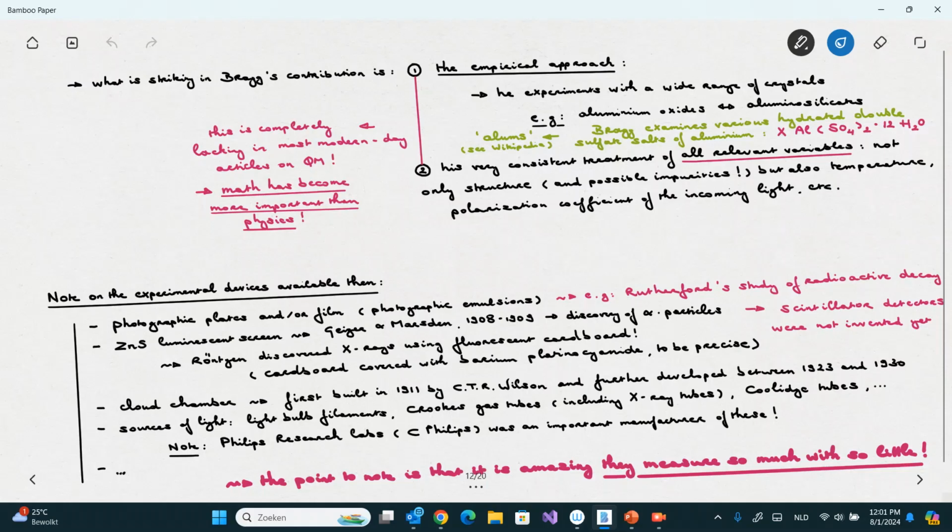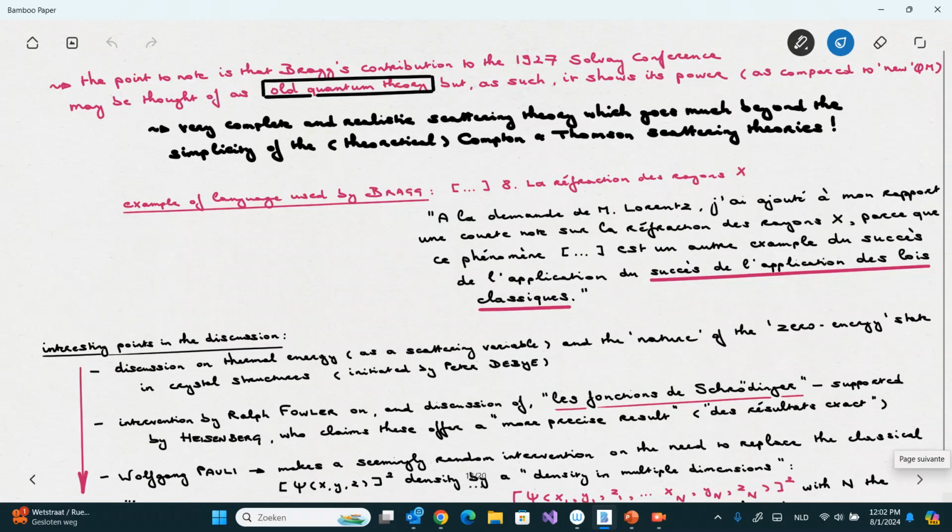Again, I'm a Belgian, to note Philips Research Labs, the large... They were an important manufacturer of such tubes. The point that I note is that it's really amazing that these people, in the early 25 years, the first 25 years of the 20th century, were able to measure so much. I would say with so little.